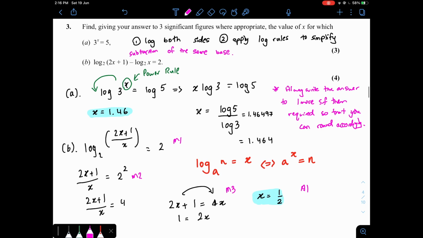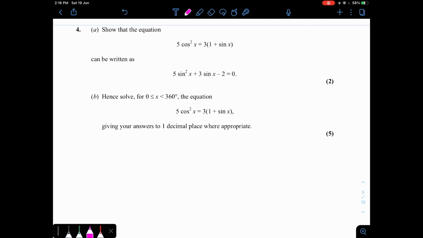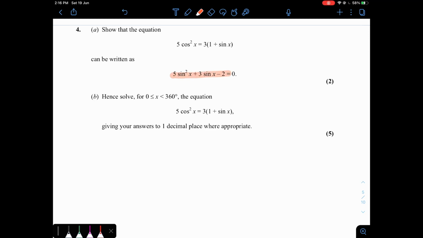Okay, so now question number 4. Show that the equation 5 cos squared x equals 3(1 + sin x) can be written as this expression over here. Now, let's see how we can get from here to there.